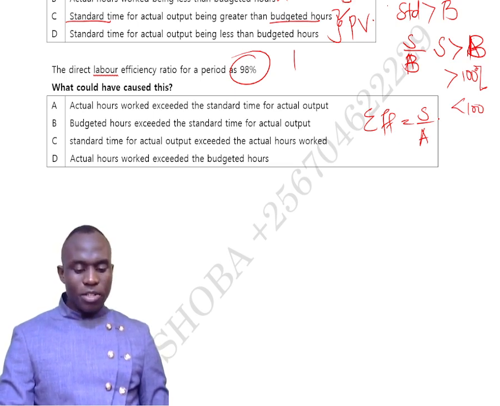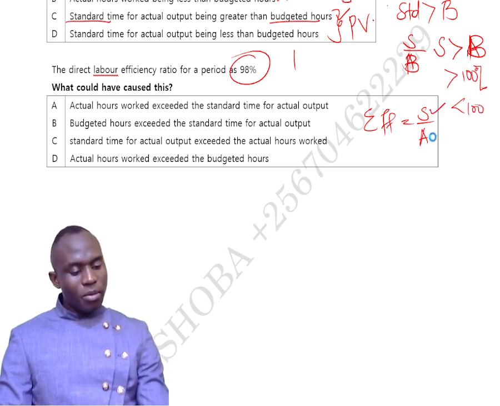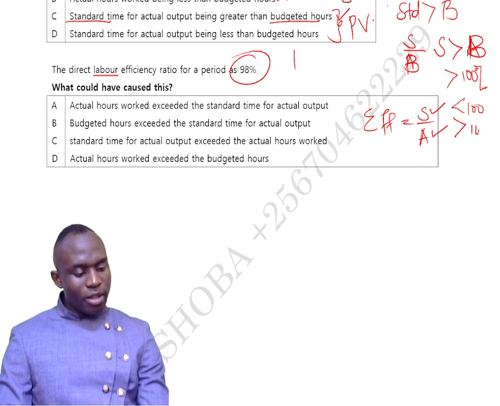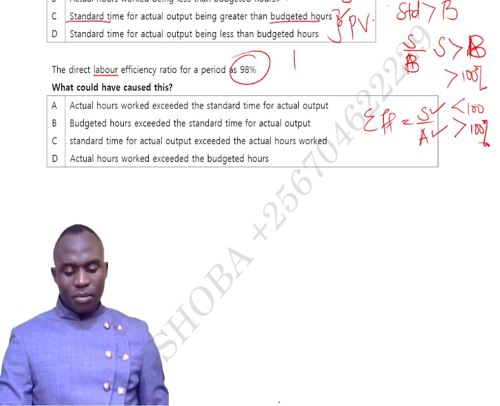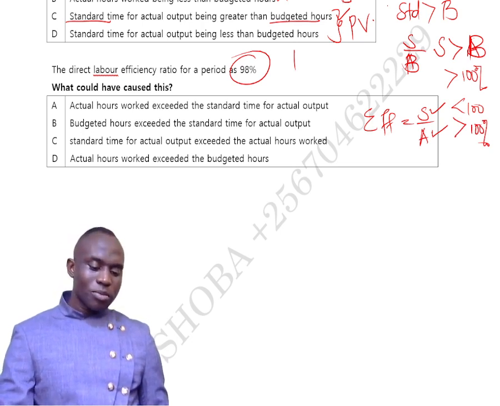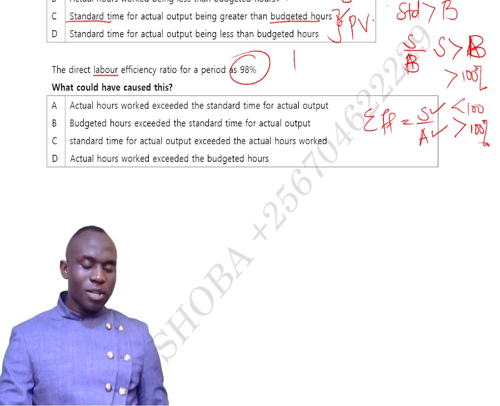Then the third one, standard time for actual output is more than actual. So you see it is standard being more than actual. And when standard is more than actual, the ratio would be greater than 100%. Then the last one, actual hours worked exceed budgeted. So when actual is more than budgeted, this one is capacity. So our correct answer is going to be A.